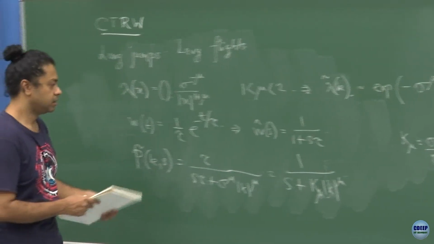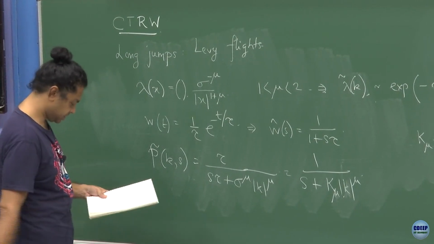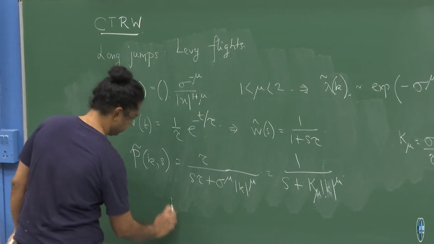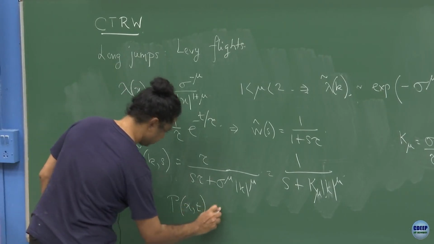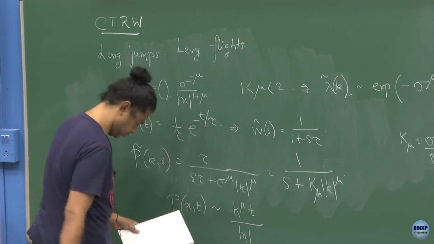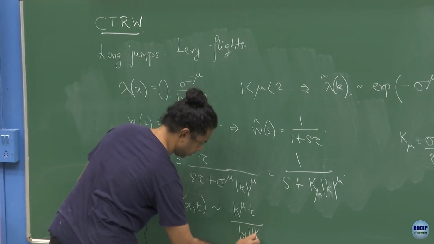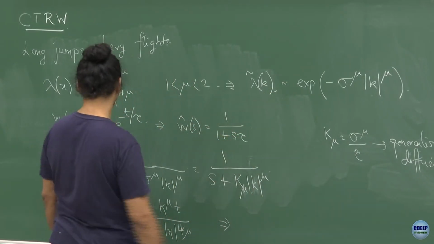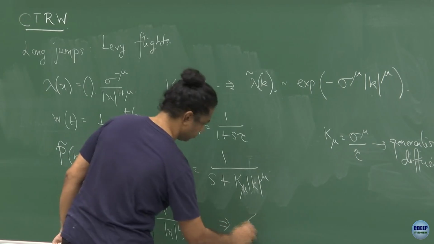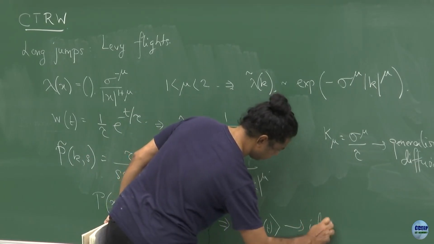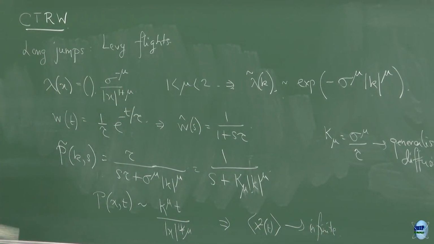It's again some very complicated form, doesn't matter, but asymptotically at least one can write down that p of x comma t has the form k mu t by mod x to the power of 1 plus mu. And if you use this to calculate the MSD, if you put it into the formula for the second moment, x squared of t, this thing is actually infinite. So, this thing diverges.